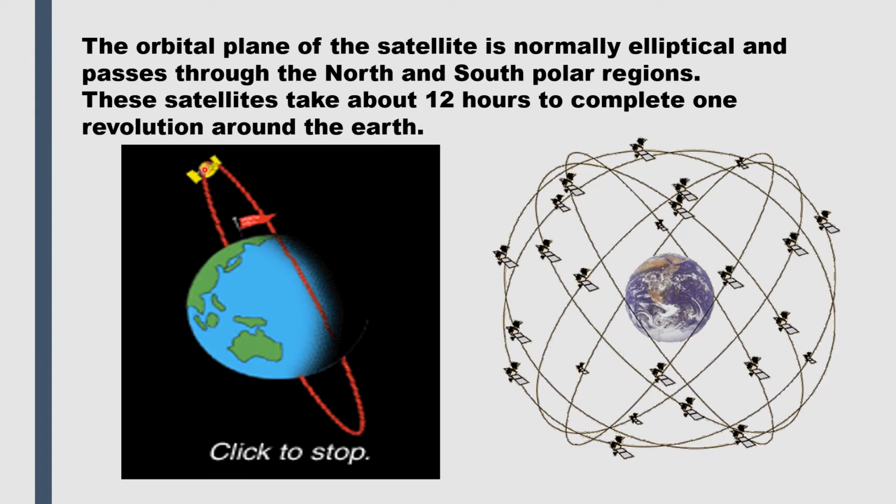Closer to the Earth, these satellites move more quickly. The orbital path of such satellites is near circular or elliptical. A satellite at this height takes 12 hours to complete an orbit, or one revolution around the Earth.